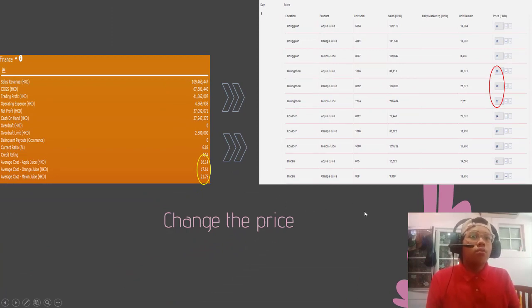Because of that, we can change the price as we want, just to make sure it is not lower than the actual cost. Besides, we can increase the price when the demand is high and decrease the price when the juice does not sell.